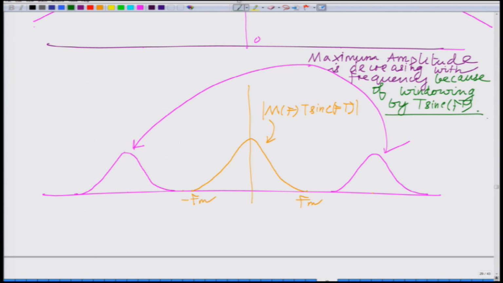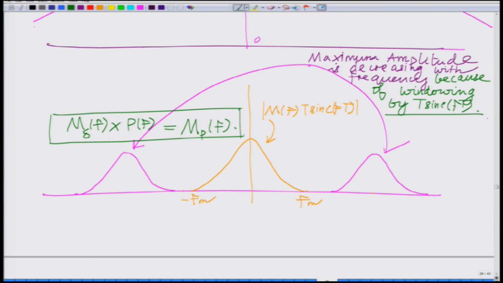And therefore, reconstruction is again simple. This is your MP of f, which is equal to, remember, M delta of f times the pulse shaping filter P of f. This is the Fourier transform MP of f, or basically the Fourier transform of the pulse amplitude modulated signal. Let us write that also, Fourier transform of your PAM signal.